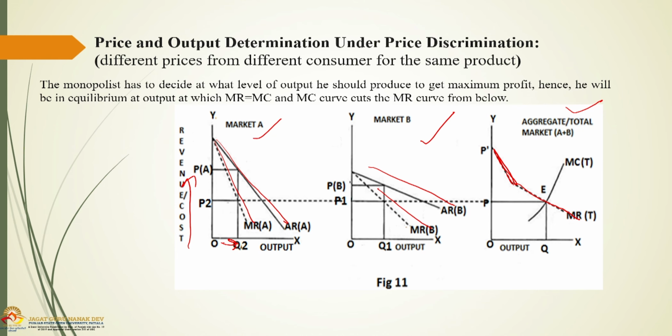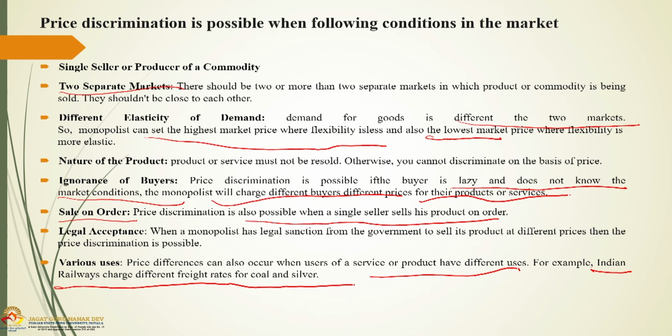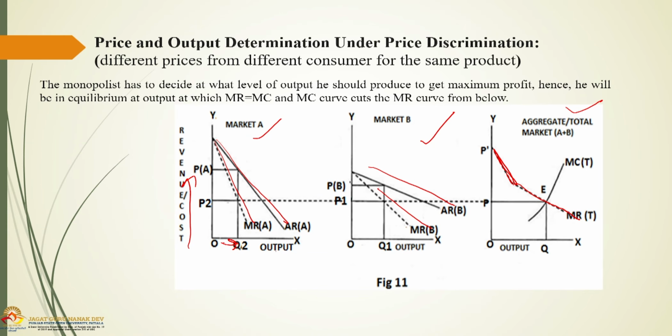As I told you in the previous slide, see here, different elasticity of the demand. Less elastic, more price. Here, more elastic, less price. See, here price is more, here price is less. Demand elasticity is more in market B for the same product as compared to market A. In market A, the demand elasticity of the product is less, so the price is more. In market B, the elasticity of demand for the same product is more, so the prices are less.